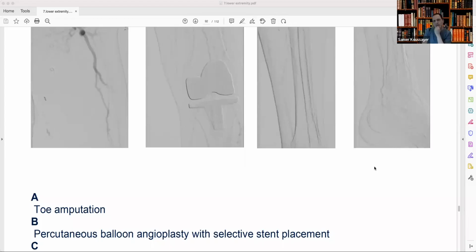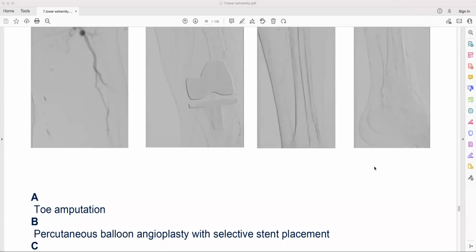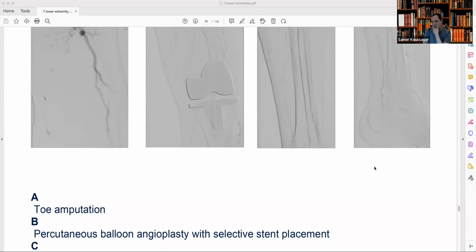We do a blind explore, because there was always occlusion. When you inject, sometimes the artery is open, but the contrast will not reach down, you know. So you go blind. I usually go to the posterior tibial. This is the best one.